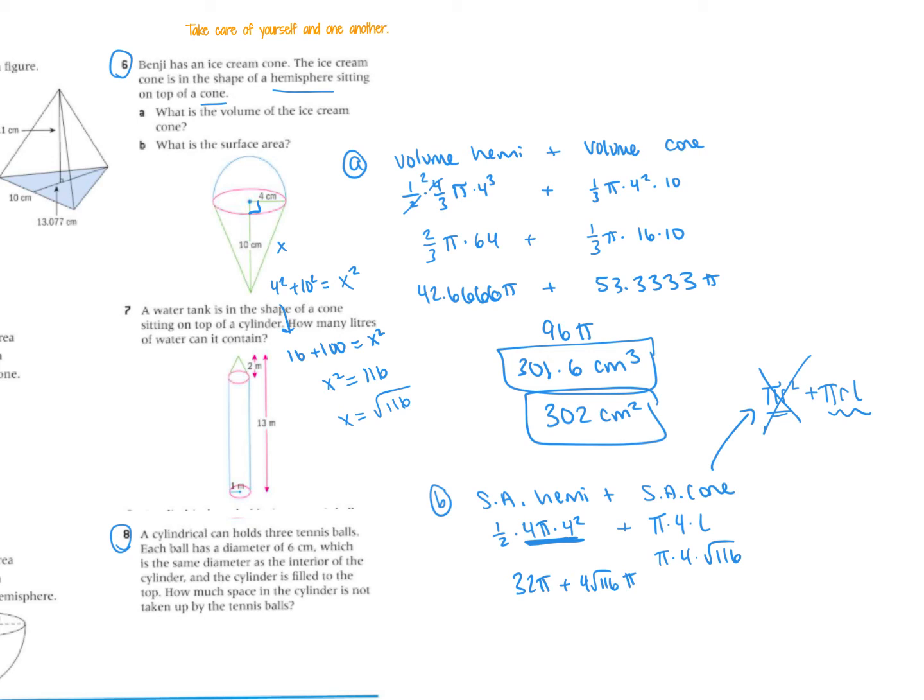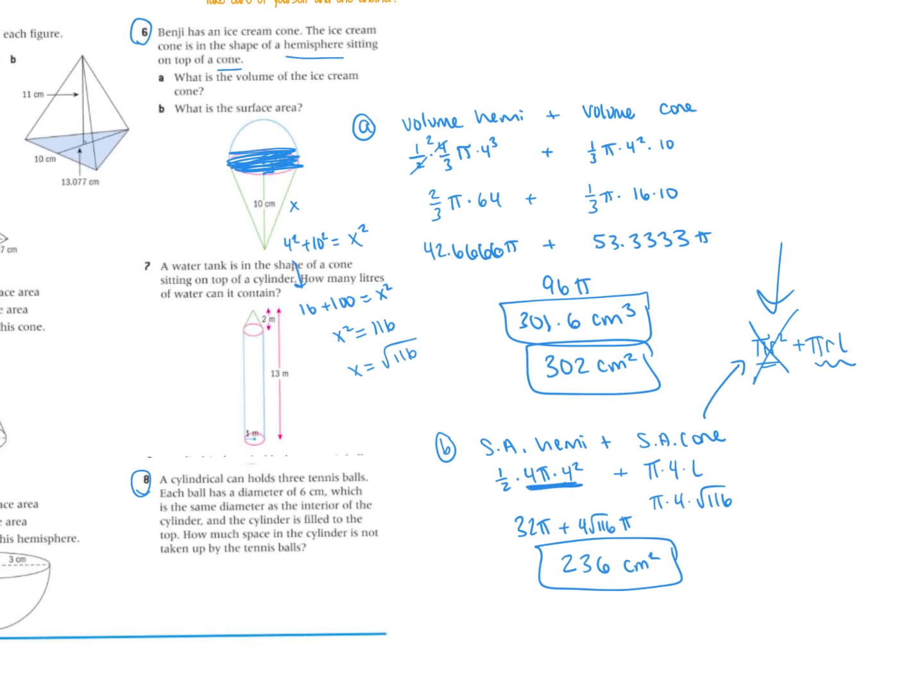So I'm going to type in 32 plus 4 root 116, and then times that by pi. And I get 236 centimeters squared. So be careful. You had to take out the top part of the cone because we don't need that part, because it's like an ice cream cone.